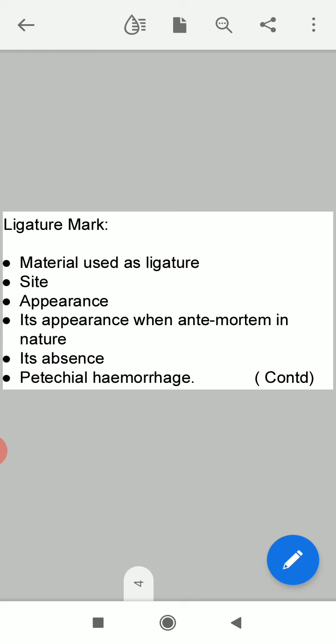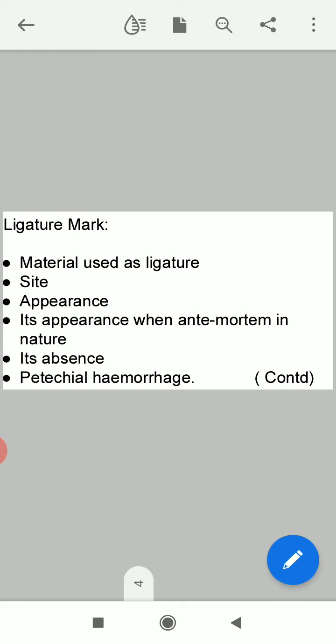Second is the site of ligature mark. The ligature mark is around the neck, but it is midline or below the level of thyroid cartilage. We have discussed that in hanging the ligature mark is above the level of thyroid cartilage. Here it is midline or below the level of thyroid cartilage. So the site of the ligature mark helps to differentiate whether death is from hanging or strangulation.